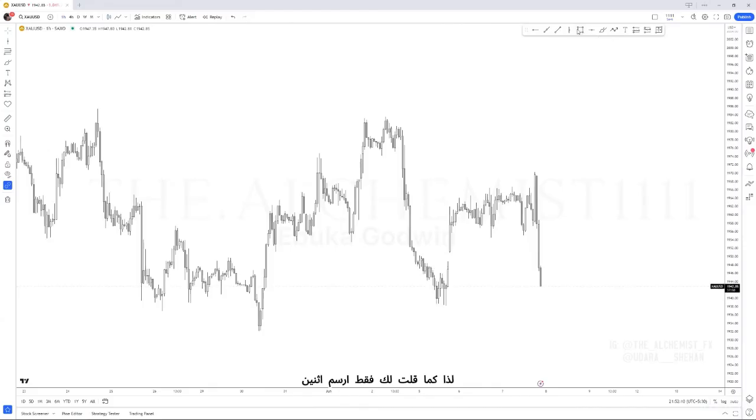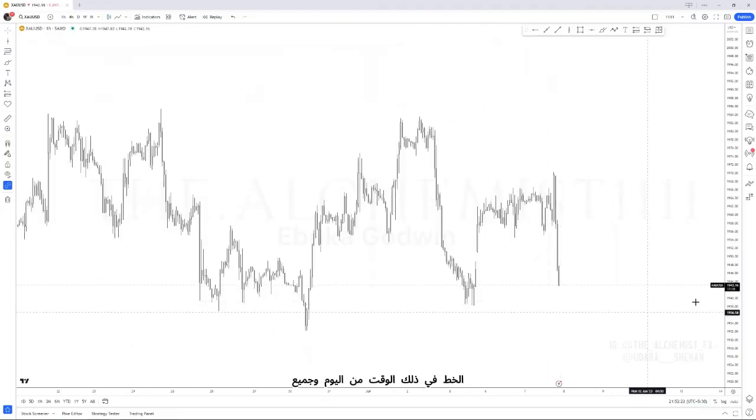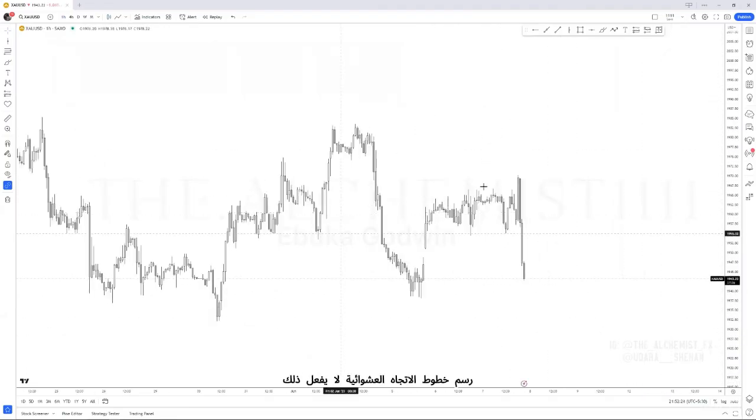Okay, so like I told you, just draw two vertical lines at London Kill Zone, London Open. Now it's New York Kill Zone and New York Open. See where it reacted, and then see where the trend lines are. You'll see there's always a good trend line at that time of the day. Rather than just drawing random trend lines, do it that way. You will love it, trust me.